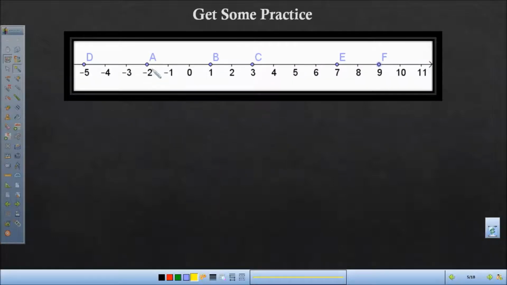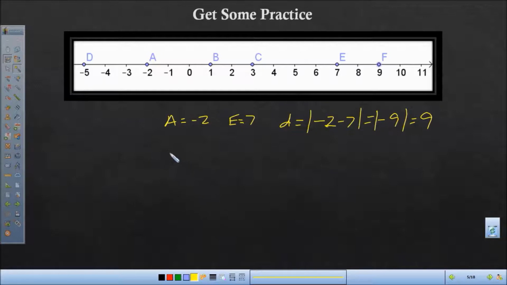Suppose I want to go from A to E. The coordinates of A are negative 2, and the coordinates of E are 7. So the distance from A to E is the absolute value of negative 2 minus 7, which is negative 9 units. It's positive 9 units. So from A to E, 9 units. We can count it out. 1, 2, 3, 4, 5, 6, 7, 8, 9.